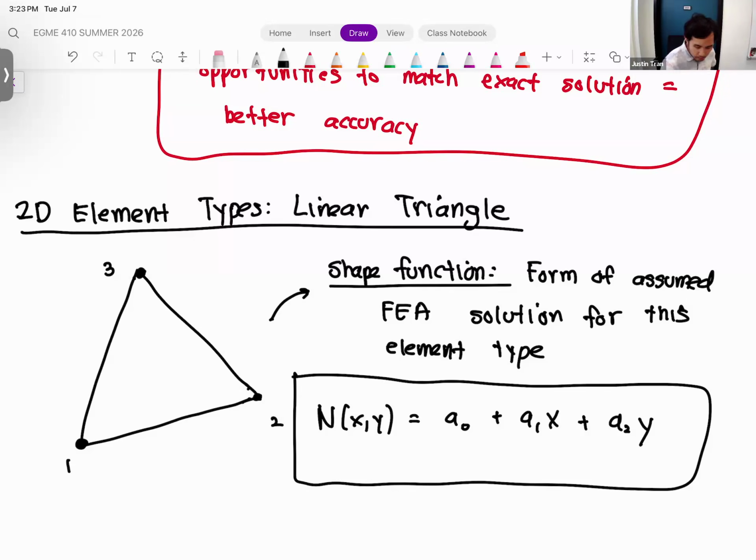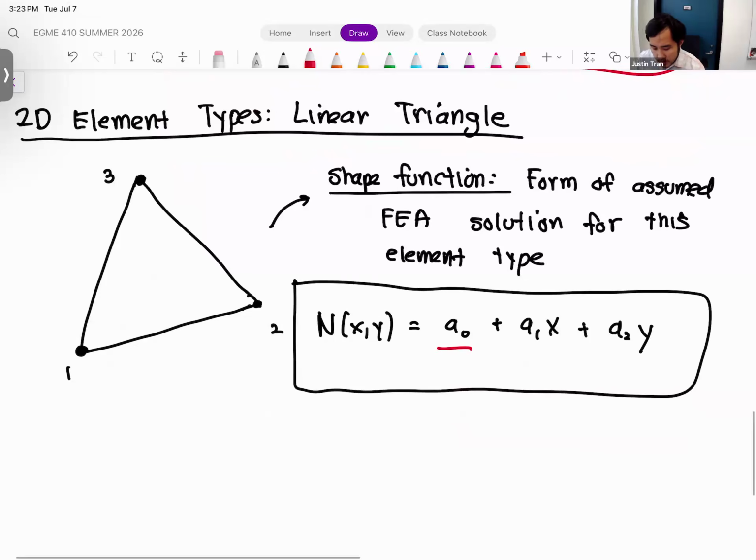Okay, let's break it down first. What you're going to see for every single shape function is what's called our constant term. The constant term is a term in our shape function that doesn't depend on x or y or any of the spatial dimensions. It's just a constant.